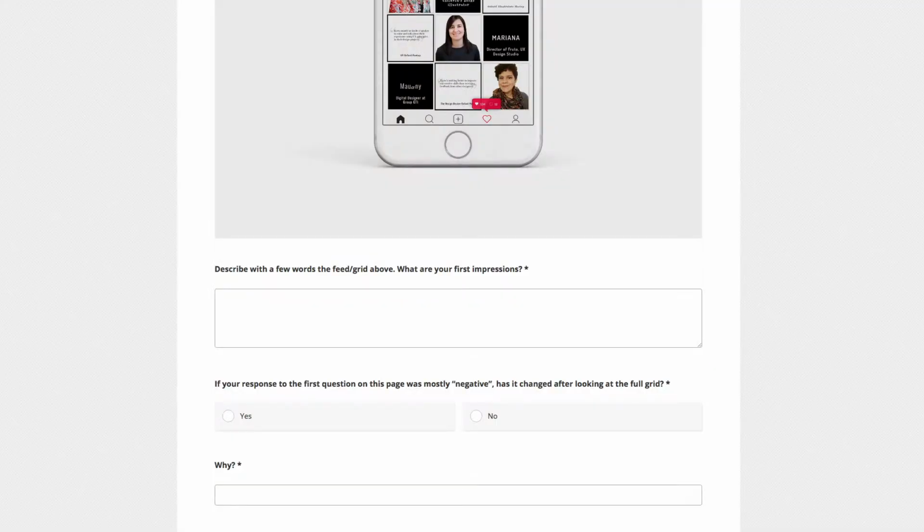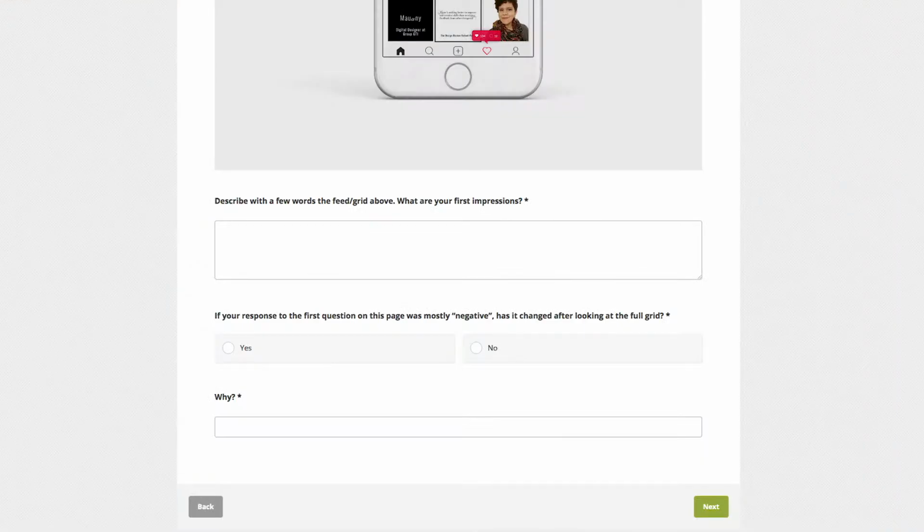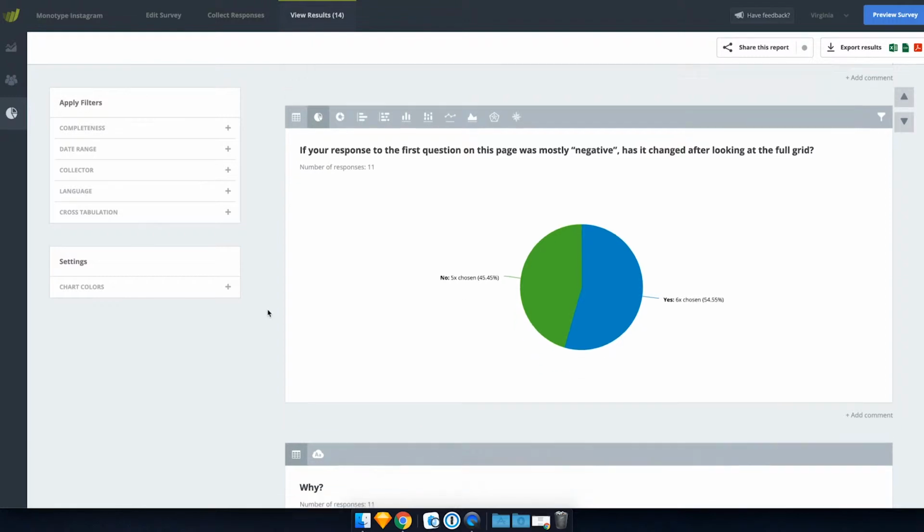So then, after showing the full grid, I asked, describe with a few words the feed or the grid above and what are your first impressions. And I think in general people still think it's not colorful enough, and people understand it's about different typefaces, typography heavy, which is the whole point. Then I asked, if your response to the first question on this page was mostly negative, has it changed after looking at the full grid? 6 people said yes, 5 said no.